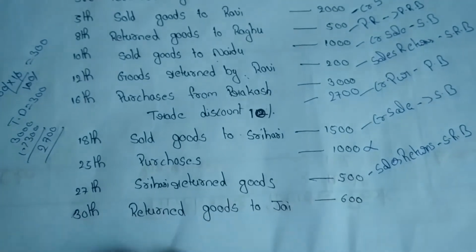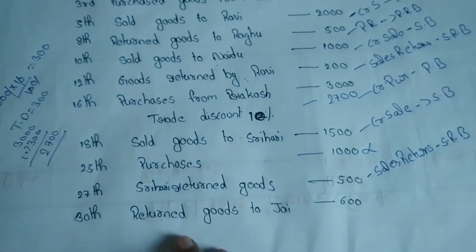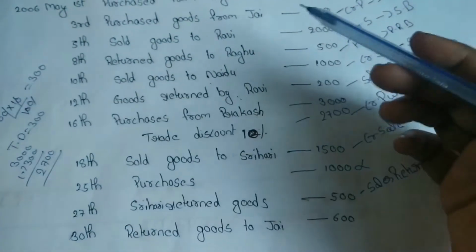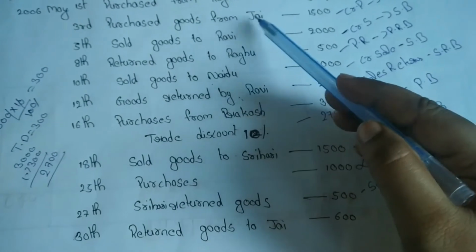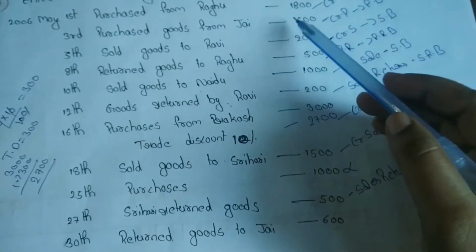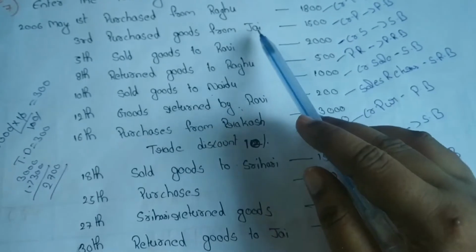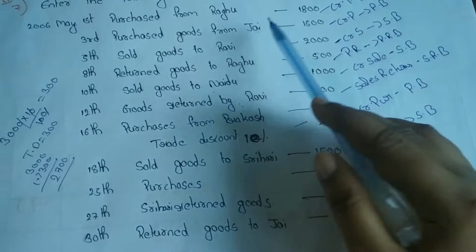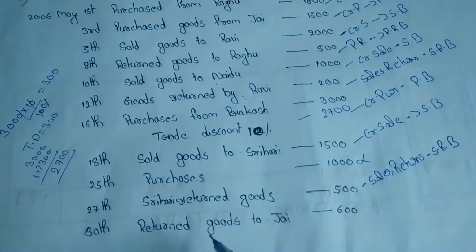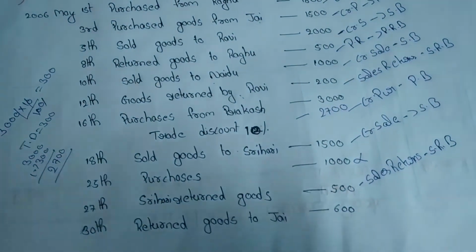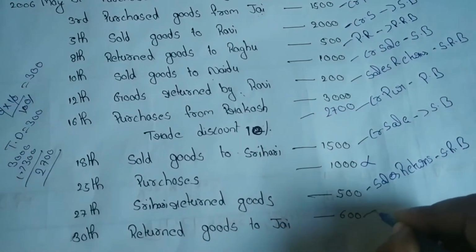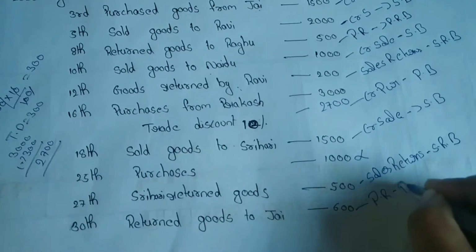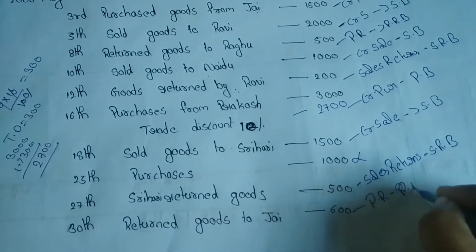Okay. Next one. On 30th, returned goods to Jai. See, on 3rd, you purchased goods from Jai, 1500 rupees. So it was a credit purchase, and here you did not pay any cash to Jai. On 30th, you returned some part of the goods to Jai. That was 600. So you already purchased and you again returned. So it was a purchase return, and it should be recorded in the purchase returns book.